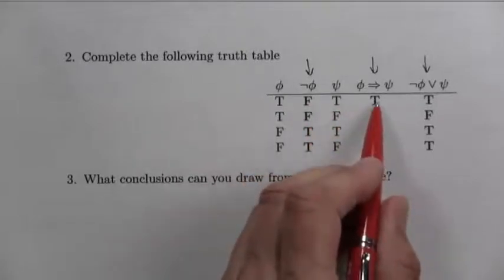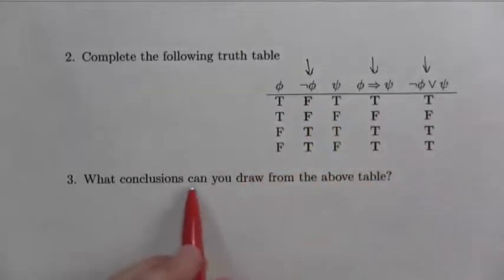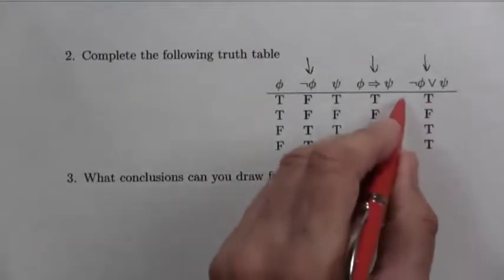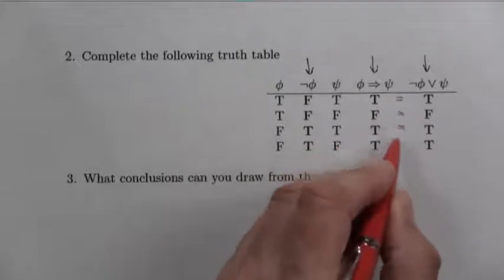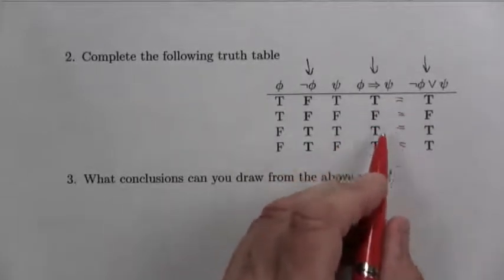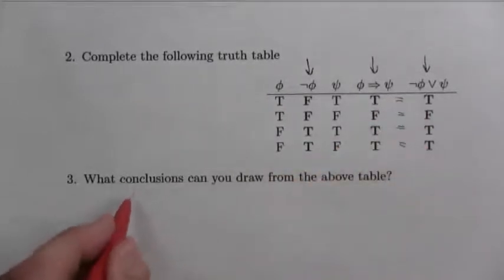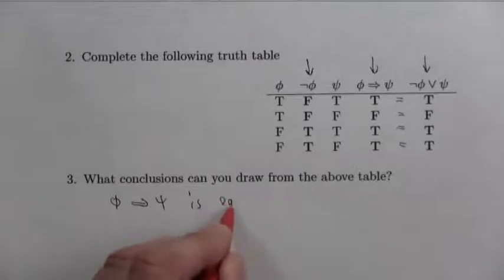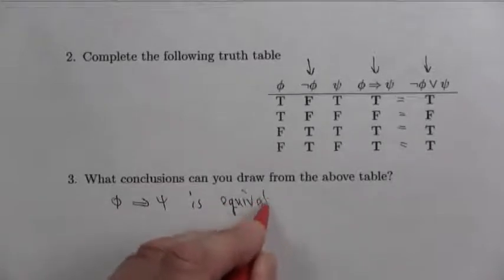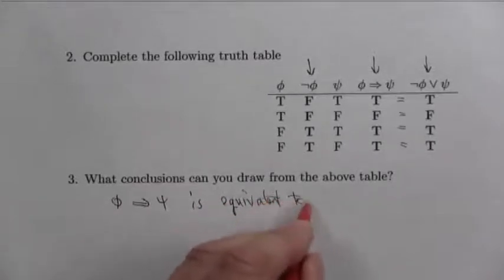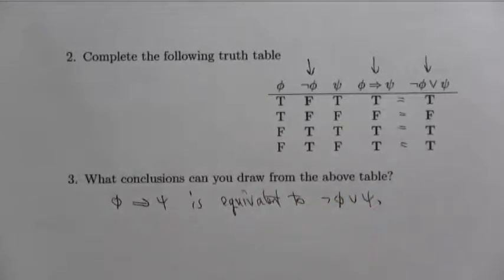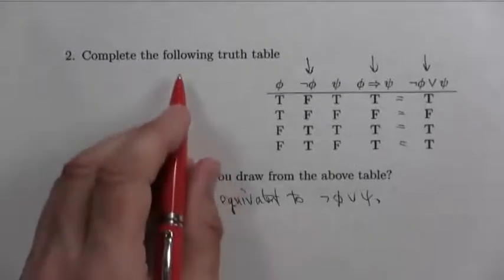And now we simply compare these two, and this is really getting to number 3. We can compare these two and observe that every entry is the same. And since the truth values are the same, the conclusion we can draw is that phi yields psi is equivalent to not phi or psi. And that takes care of 2 and of 3.